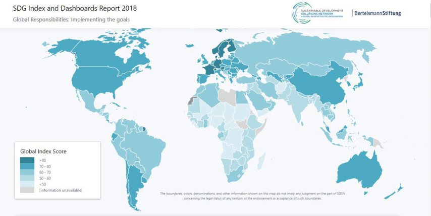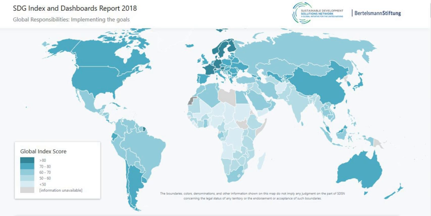Target 10.1 is to sustain income growth of the bottom 40% of the population at a rate higher than the national average. This goal, known as shared prosperity, is complementing SDG 1, the eradication of extreme poverty, and it is relevant for all countries in the world.